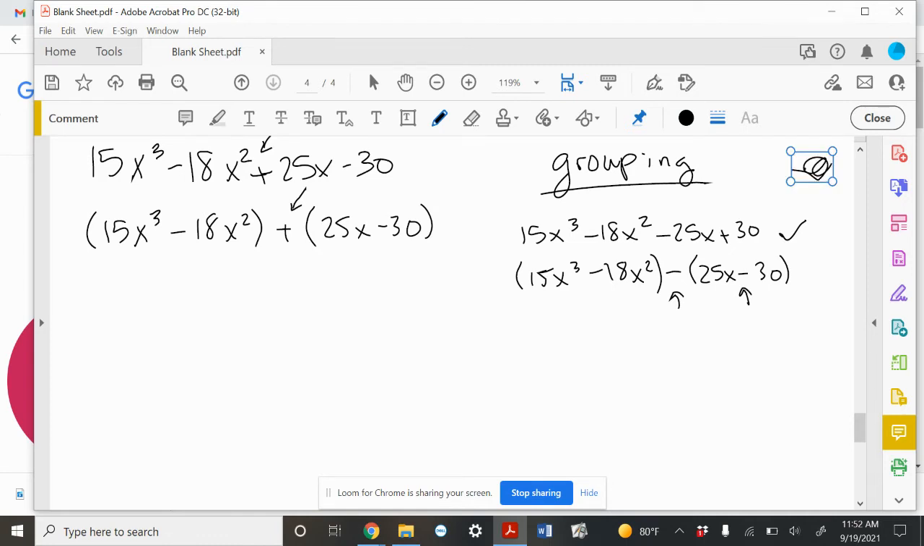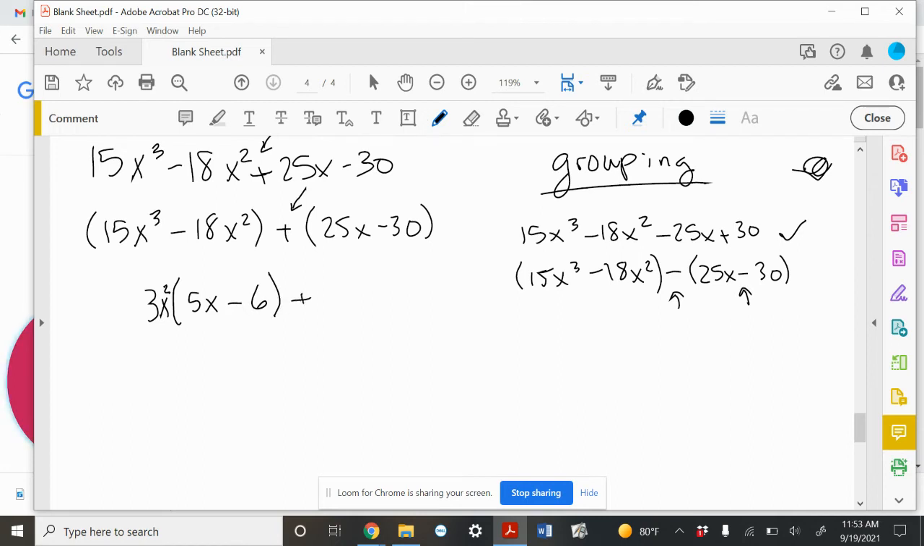Yeah. So 15 and 18, take out a 3. Okay, hold on. Take out a 3. I can also take out an x squared because I have x cubed and x squared. So I can take out 3x squared. So I'm left with 5x minus 6.